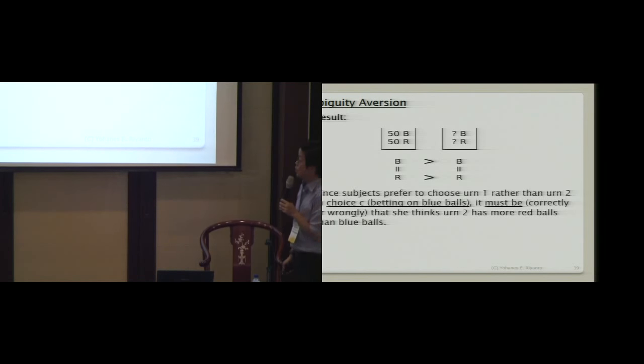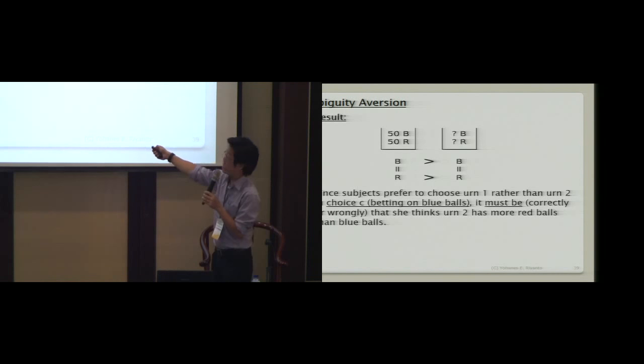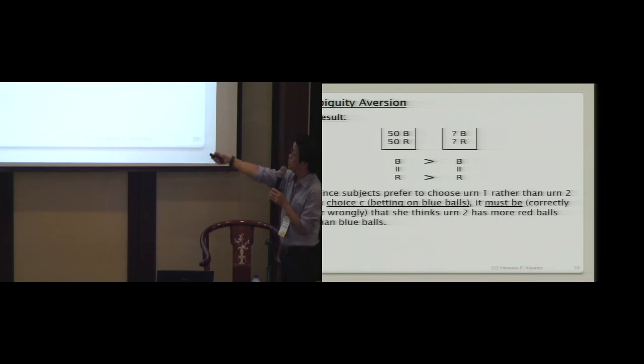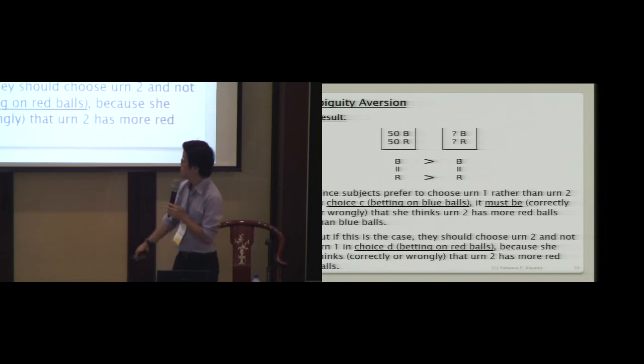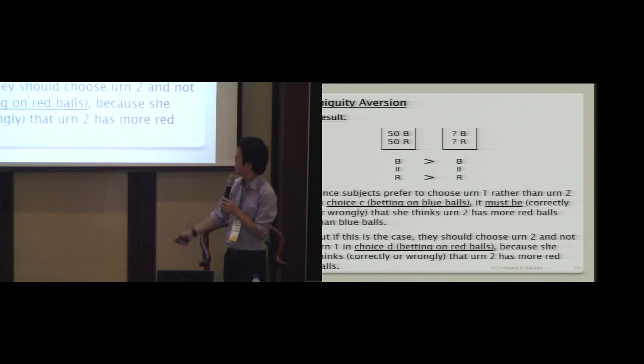Okay? So, since subjects prefer to choose urn 1 rather than urn 2 in choice C, betting on blue balls, it must be that, correctly or wrongly, she thinks that urn 2 has more red balls than blue balls. But if this is the case, they should choose urn 2 and not urn 1 in choice D, because she thinks, correctly or wrongly, that urn 2 has more red balls. But people don't do that.